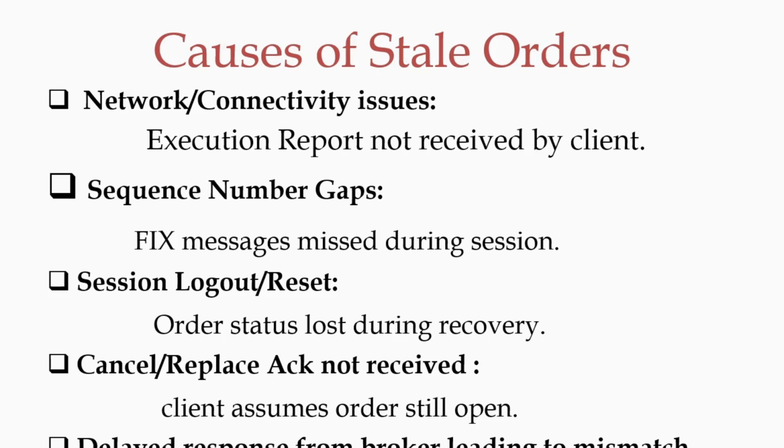Let's see what the causes of stale orders are. There might be network or connectivity issues, that is, an execution report not received by the client. Another reason can be sequence number gaps, FIX messages missed during the session, session logout or reset, order status lost during recovery, or a cancel or replace ACK not received. The client assumes the order is still open. Or the last reason is a delayed response from the broker leading to a mismatch.